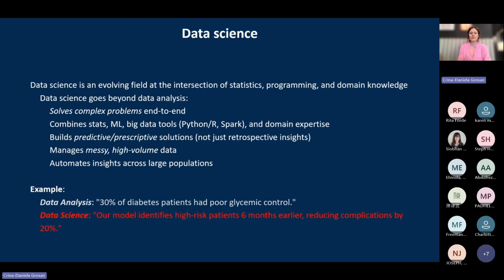So for instance, in a comparison of data science and data analysis, a data analysis could just say 30% of diabetic patients had poor glycemic control, while data science can say our model identifies high-risk patients 6 months earlier, reducing complications by 20%. So a lot more complex, and something that you can contribute to a future intervention.